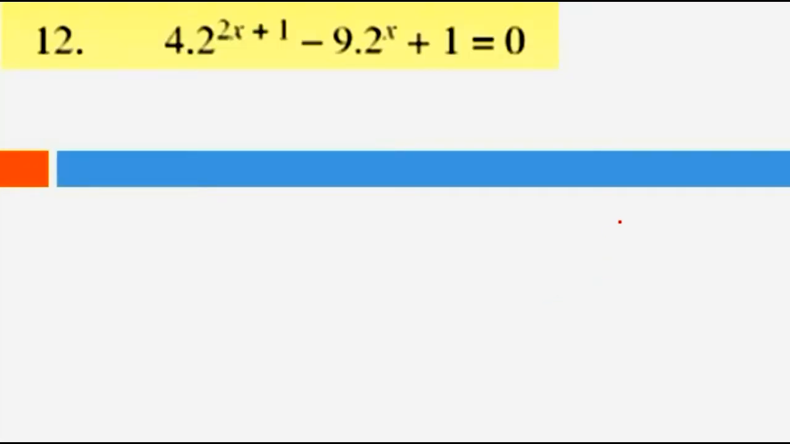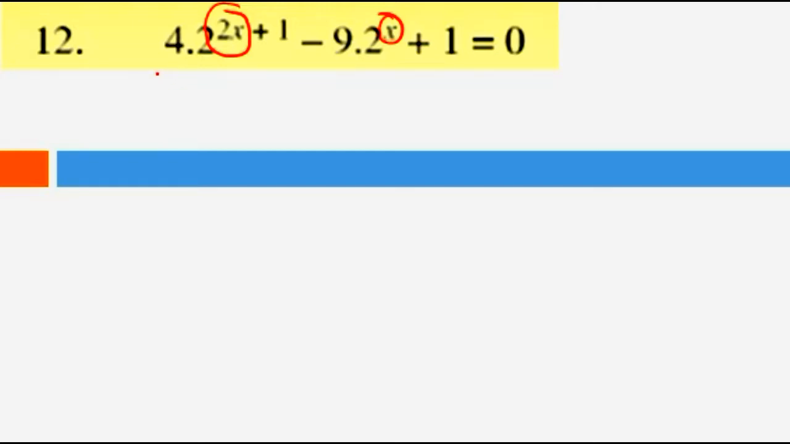So here we have question number 12. Question number 12 says 4 into 2 raised to the power 2x plus 1 minus 9 into 2 raised to the power x plus 1 is equal to 0. You can see that this is an exponential equation because the variable is in the power. So let's learn how to solve this type of equation.